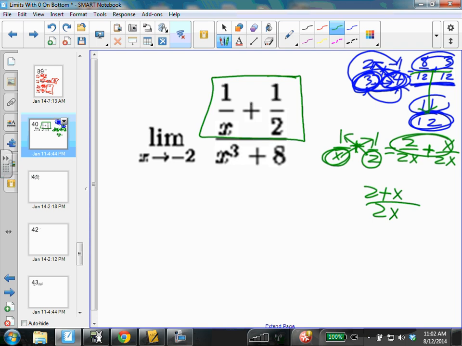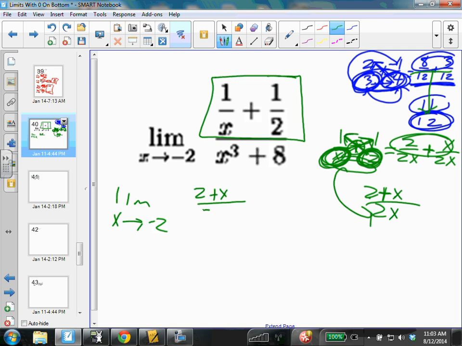So it's the same process. Multiply the denominators together. There it is. This denominator times this numerator, there. This denominator times this numerator, there. And then whatever sign was in the middle. So this is the limit as x approaches negative 2 of 2 plus x divided by 2x. So there's the top part.